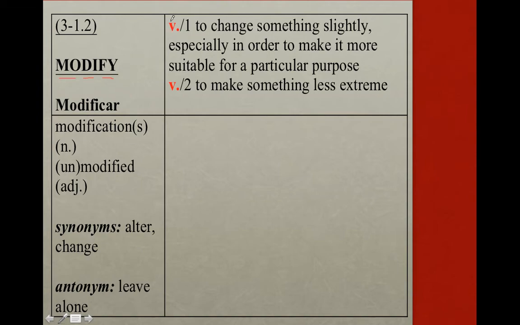The part of speech that we're using is a verb. We're using both definitions as a verb. Let's go over the familiar words. We have modification, singular, and modifications, plural, used as a noun. Unmodified is used as an adjective. For synonyms, we have alter and change. Antonym, we have leave alone. To leave, to be alone.